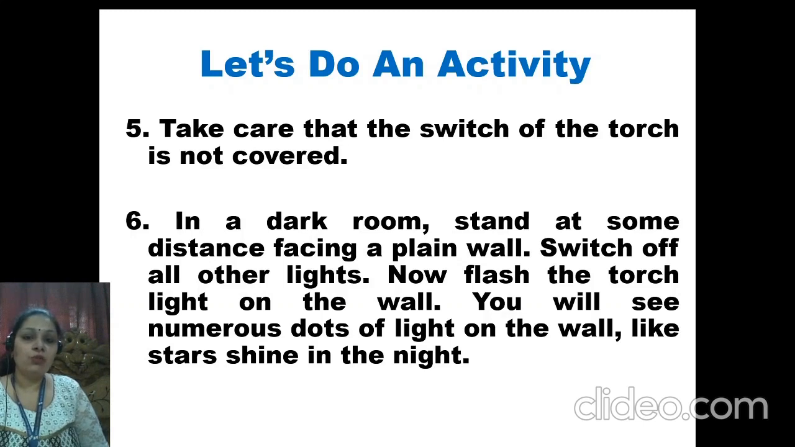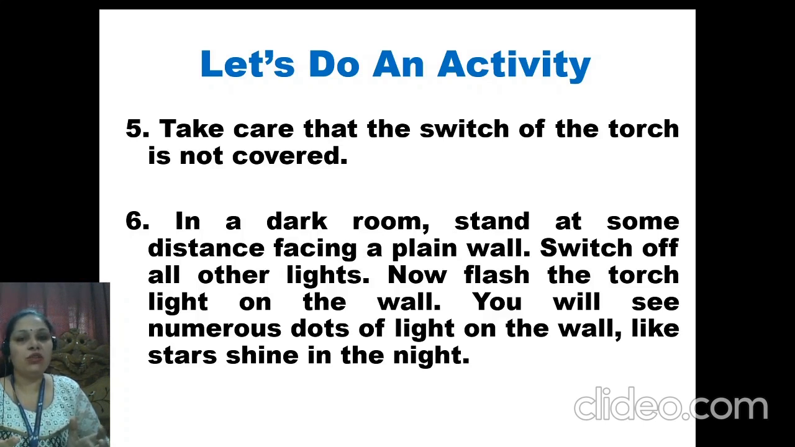In the dark room, stand at some distance facing a plain wall. Switch off all the other lights. Now flash the torch light on the wall. You will see numerous dots of light on the wall like stars shining in the night. So what will you find when you switch on the torch? You will see numerous dots of light on the wall in the dark room, and it just shines like a star.